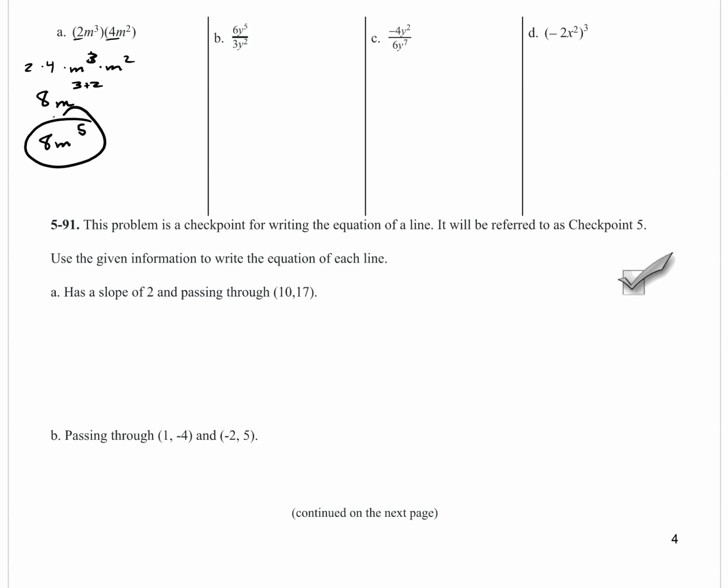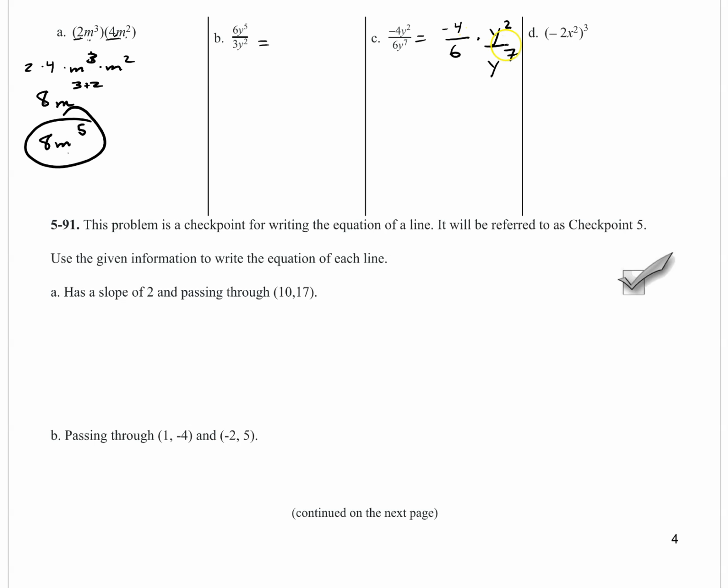Eight m to the power 5. So you multiply the numbers in front to get 8, and then when you multiply the m's together, you add the exponents. For part B, let's do C. So for C, it's helpful to think of these as separate fractions.